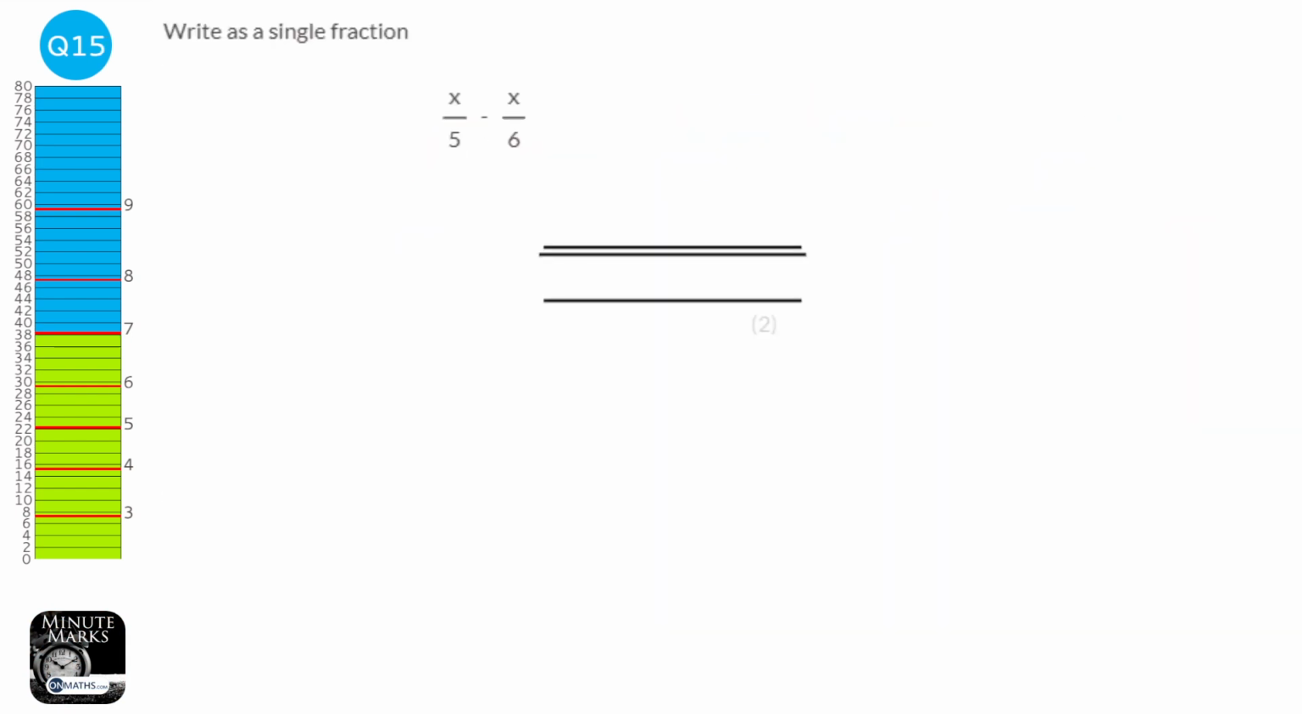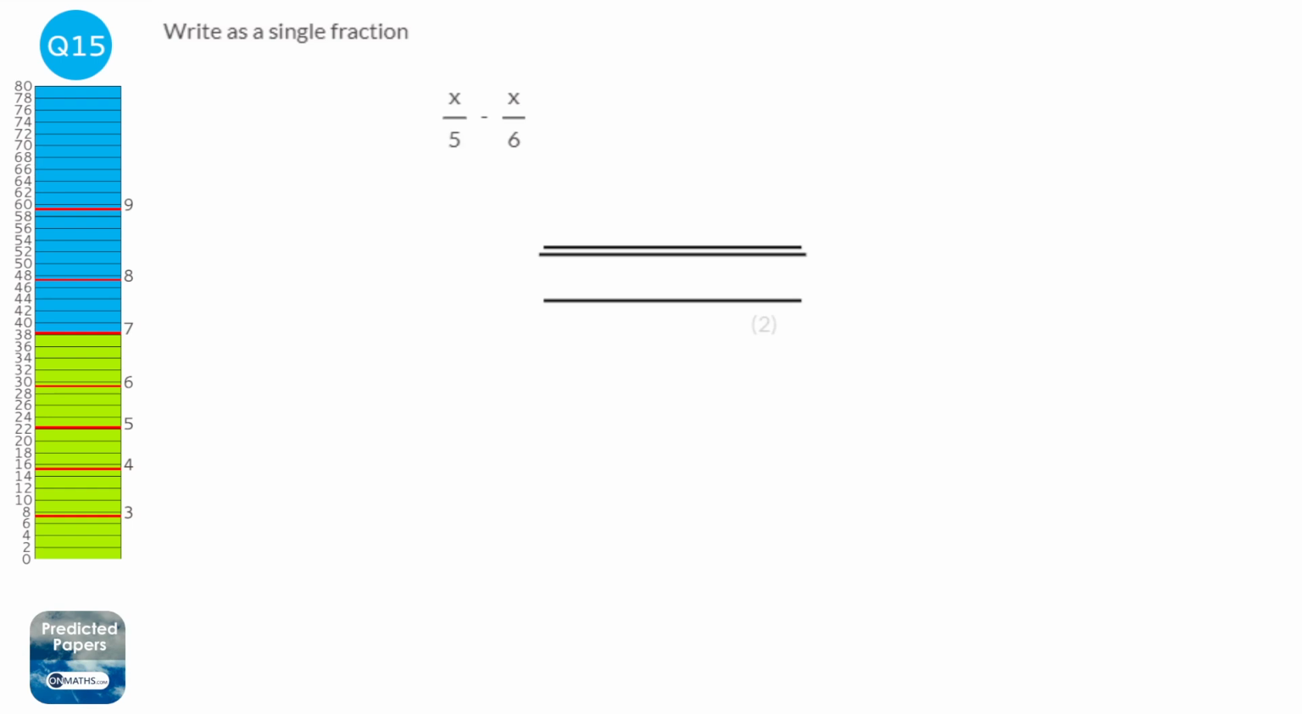The way you do this question is very, very similar to if it was 1/5 minus 1/6. You need to get the denominators to be the same, and then you add or subtract the tops. Well, we subtract in this instance. So 5 and 6, the lowest common multiple of 5 and 6 is 30.